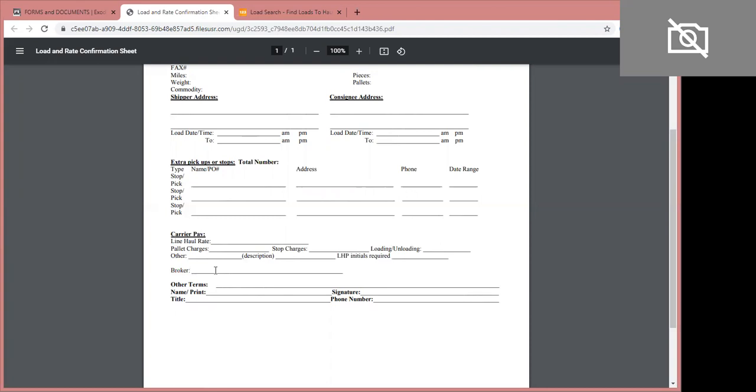Maybe your insurance was expired. You may have to call the agent to get an updated insurance, or whatever the reason. If you still want that load and you still have time to book it, you can fix that quickly and then get approved, send the rate confirmation over, make sure the numbers are good, any special instructions, sign that, send it back to the broker, and then the load is officially booked. And that's it. All right.